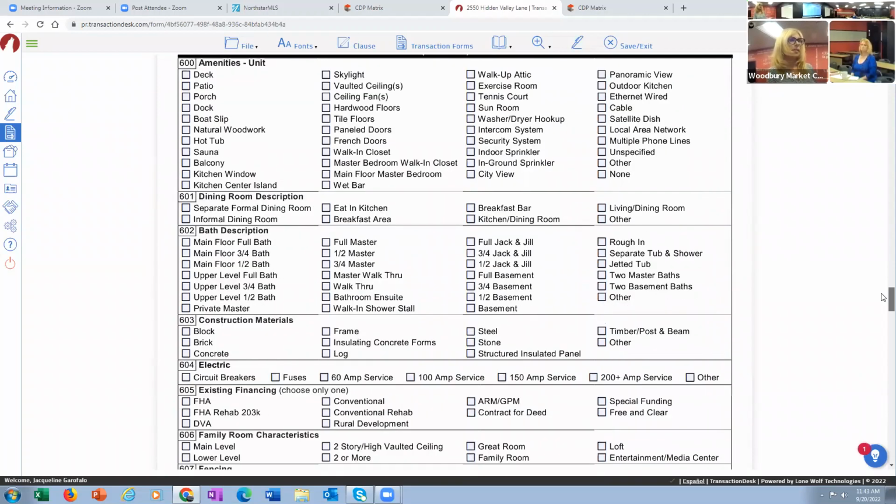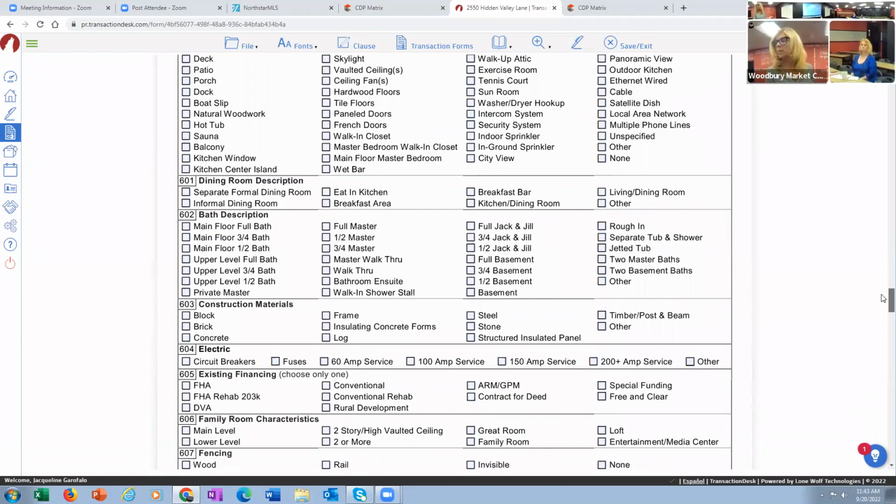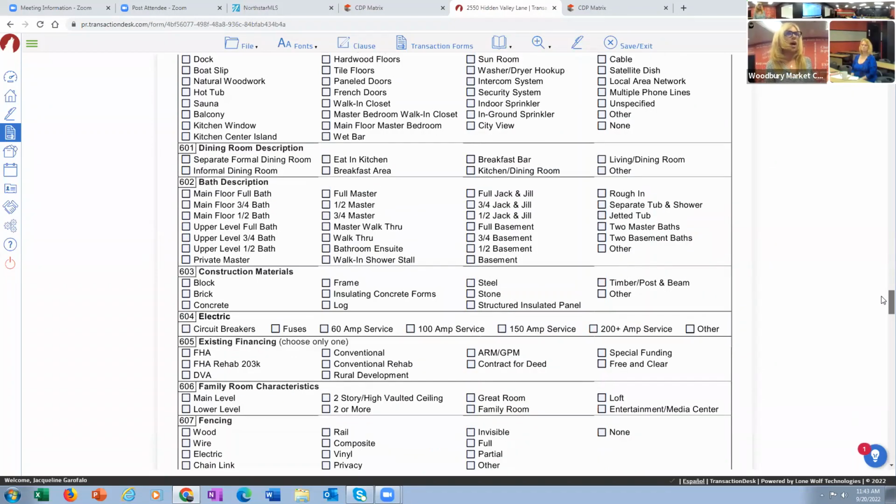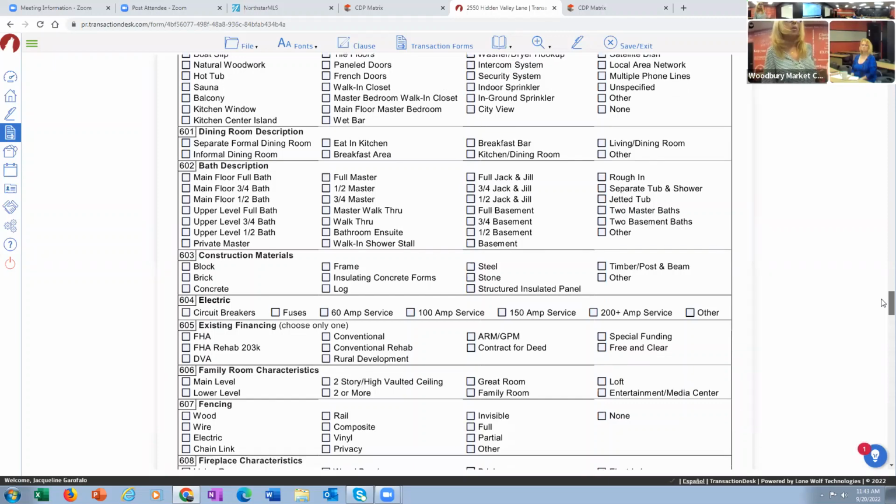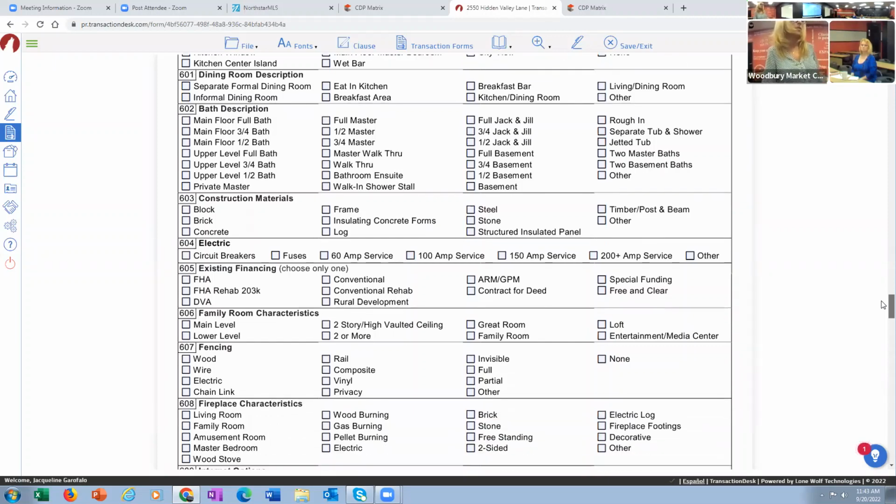I do have a listing manager that will be doing measurements for me at the same time, because I would rather talk to the client about how I am going to sell your house than spend an hour on measurements. And I have somebody that likes measurements.